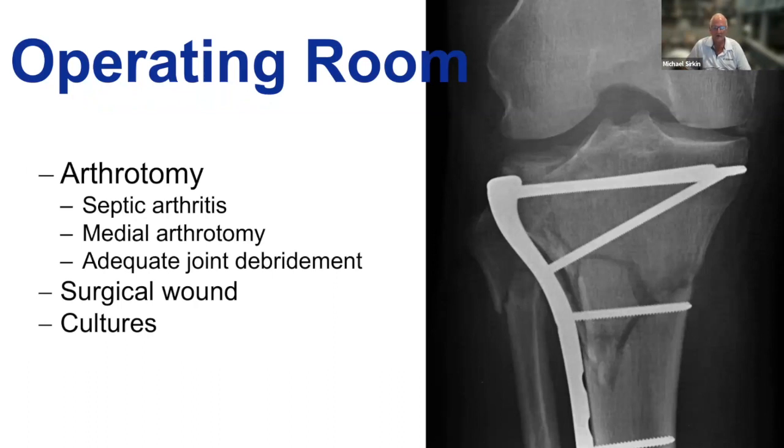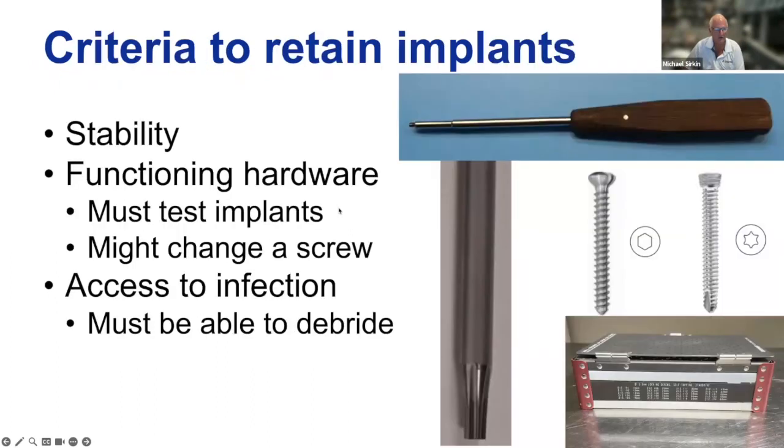It's very hard. Submeniscal arthrotomies are typically done for this, and you don't usually get a good exposure to the joint. And I really want to wash out the septic arthritis and do an adequate joint debridement, and then use the previous surgical wound to debride and do cultures. I think that's important to do all of those things, and that's what we did in this case.